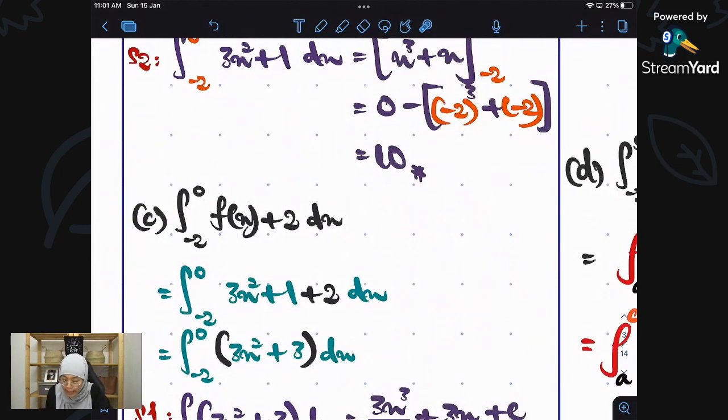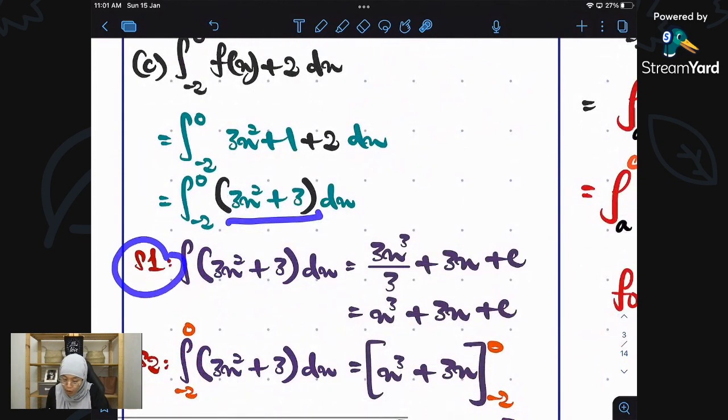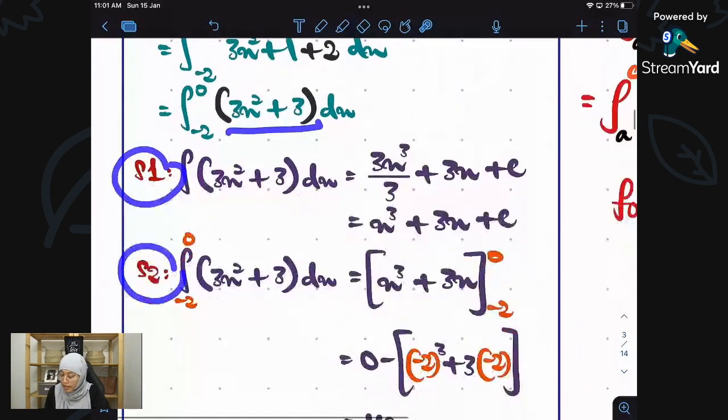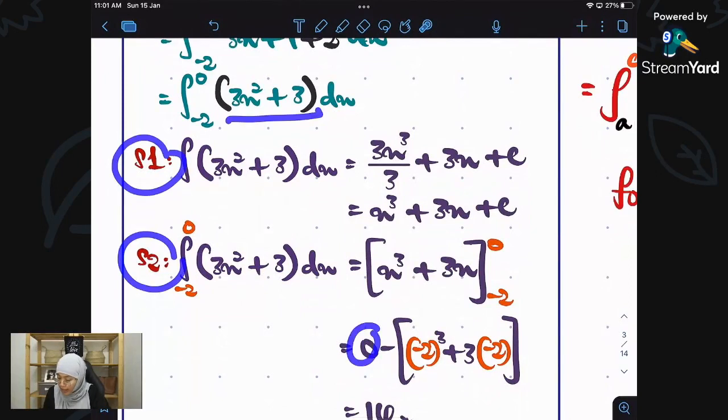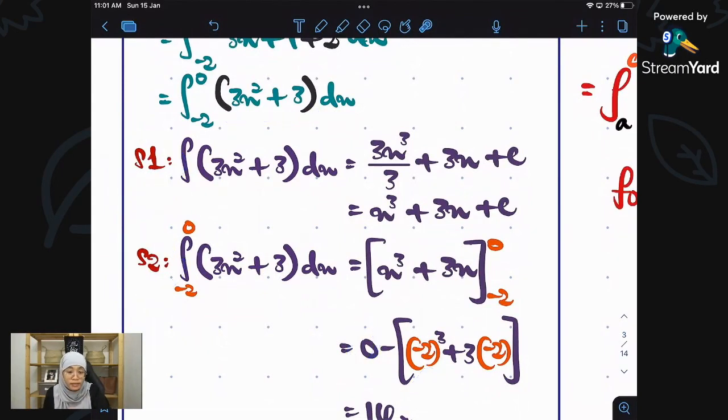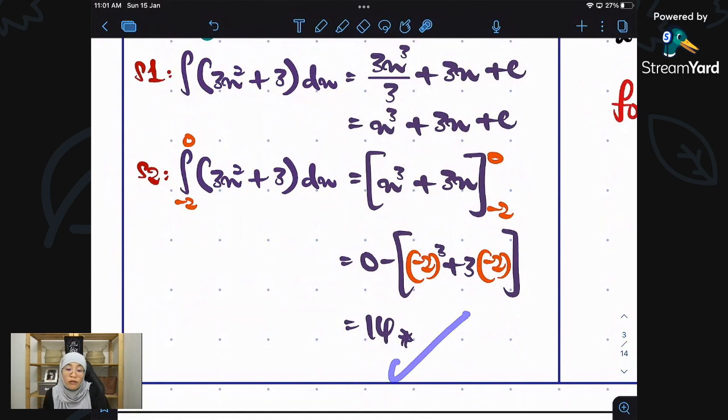Question C has a limit of -2 until 0, but this is not only the function, the function must be plus with 2. We know that the correct function is 3x squared plus 1, the quadratic, but we must not forget to put plus 1. Therefore, we will get positive 3. And then we solve step 1 and step 2, and then sub in the values of 0 and -2 again as usual, and then we will get the value of 14.